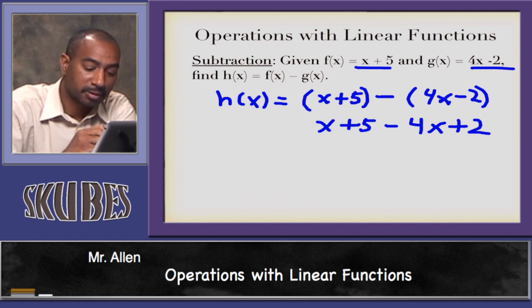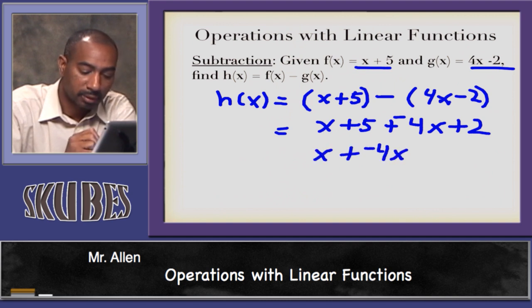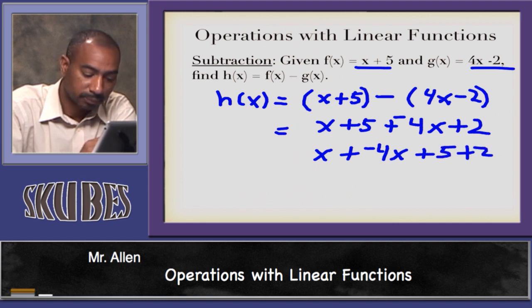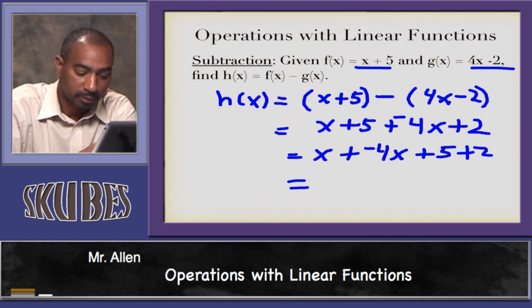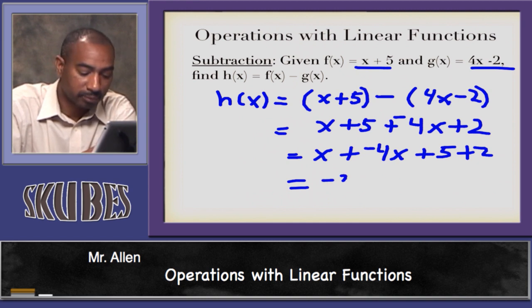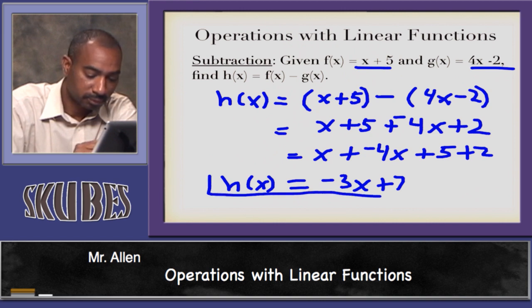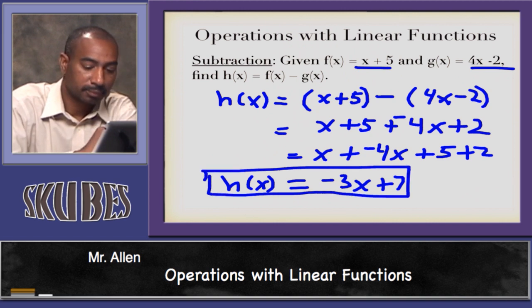I like to think of this as a plus negative 4x. So I'm going to say x plus negative 4x, and then plus 5 plus 2. All right, so x plus negative 4x is negative 3x, and 5 plus 2 is 7. This is what h of x is when you subtract it.